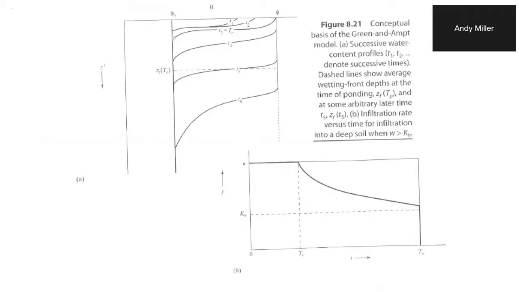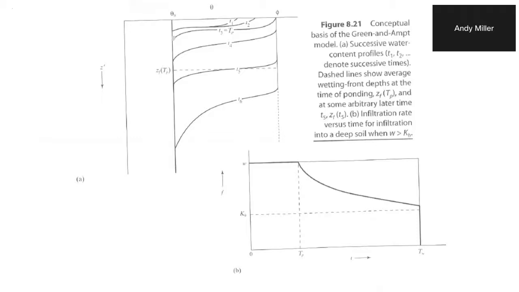And this just again shows you the concept. It says successive water content profiles at varying depths at different times. And this is showing you what's happened to the infiltration rate at different time steps as that's going on. The time of ponding, I think, is this one right here. Don't ask me why, but I think that's just the depth of the wetting front when you happen to reach the time of ponding up here.